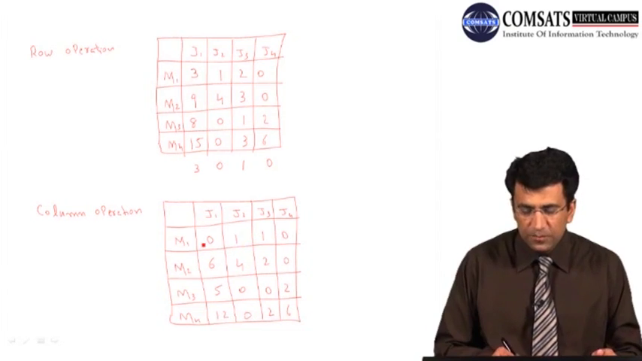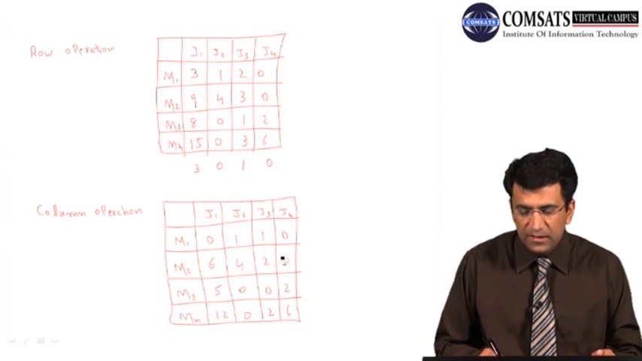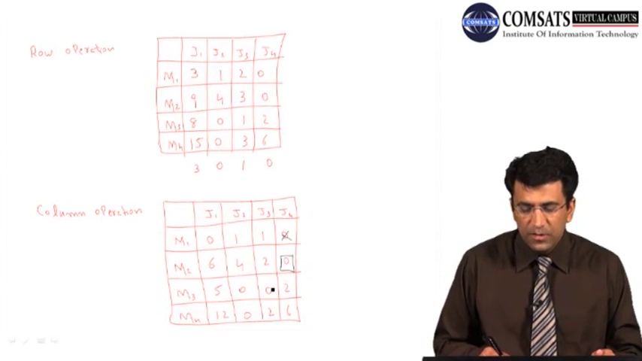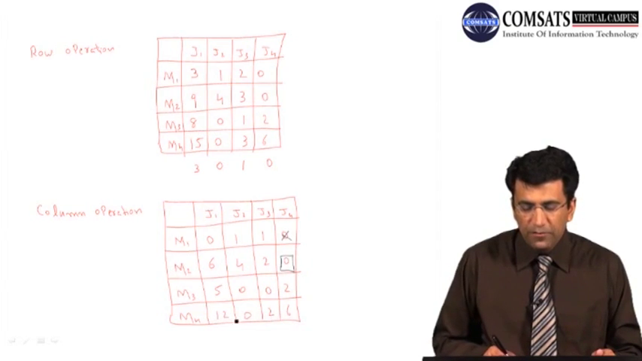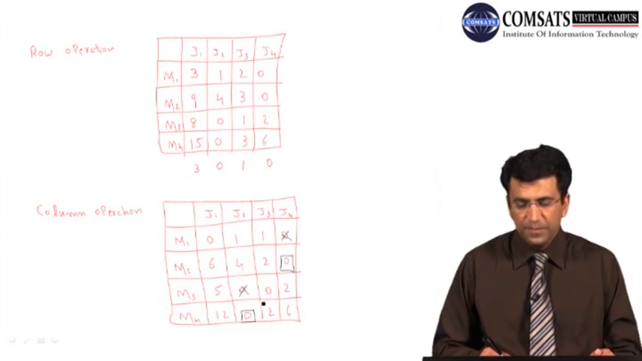So let's start from the first row. You can see that there are 2 zeros in the first row, so initially we can leave this row. In the second row, there is a single 0, so we can assign this 0, and we will have to cross the other zeros in the corresponding column. Similarly, third row, there are 2 zeros, so we can leave it. In fourth row, there is a single 0, so we can assign this particular 0, and again we can cross the other zeros in the corresponding columns.